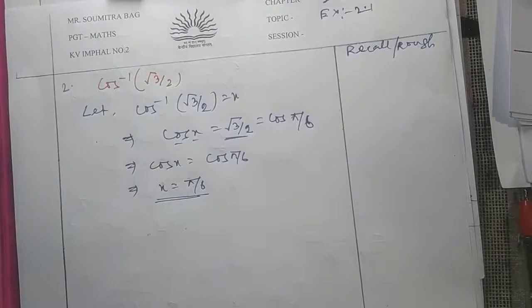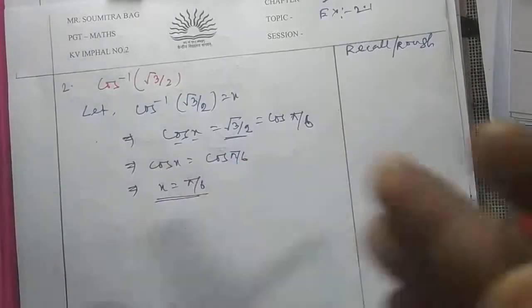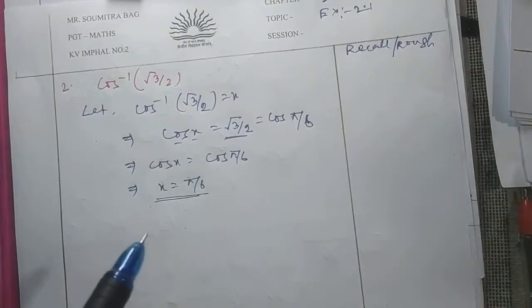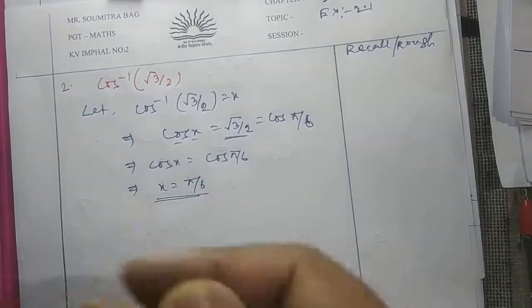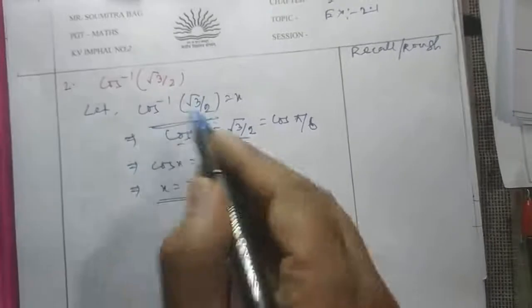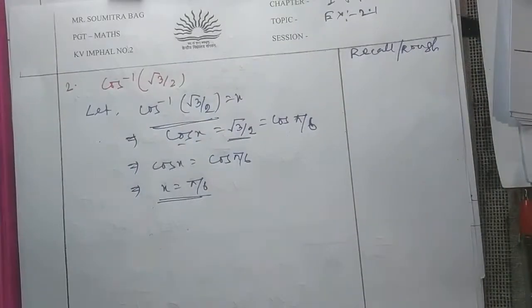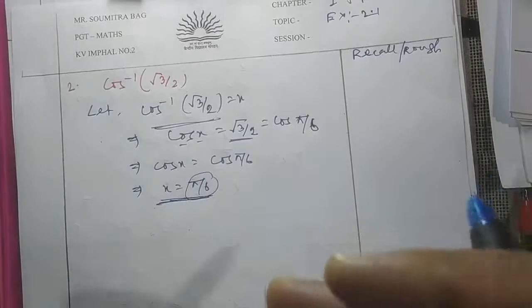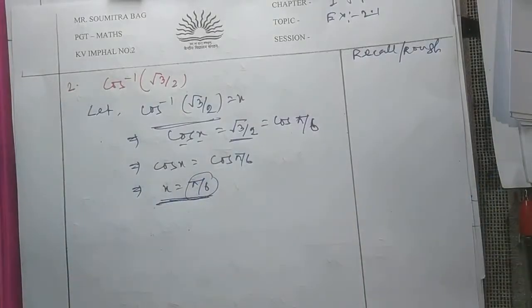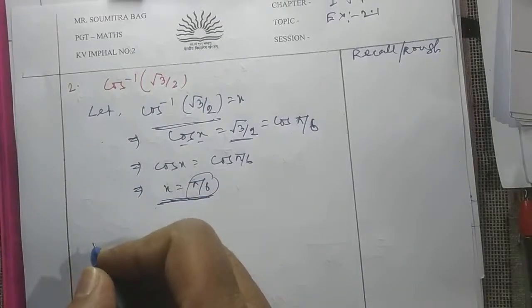Now we have to check whether this pi by 6 belongs to the range of cos inverse x or not. If it belongs, it will be the required answer, the required PV of this given ITF. Otherwise, we need to modify it to fall in the range. Now for this purpose, let us recall the range of cos inverse x.